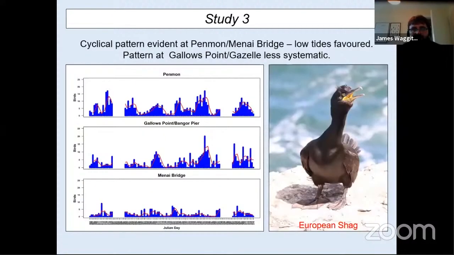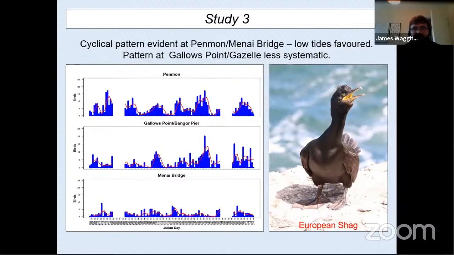But what I can show you now is some of the counts from the various sites. And you'll see there that in some sites, so at Penmon at the top, which is the most northerly site, there is definitely a cyclical pattern. And this is because the birds tend to feed there more at low tide. So we've gone to these points every morning, so obviously over a period of time, you get to cover all tidal cycles. And you'll see there that there's certainly a sort of cyclical pattern. And birds tend to feed at Penmon and also at Menai Bridge at low tide. So perhaps when it's easiest to reach the seabed, because these birds feed on demersal fish.